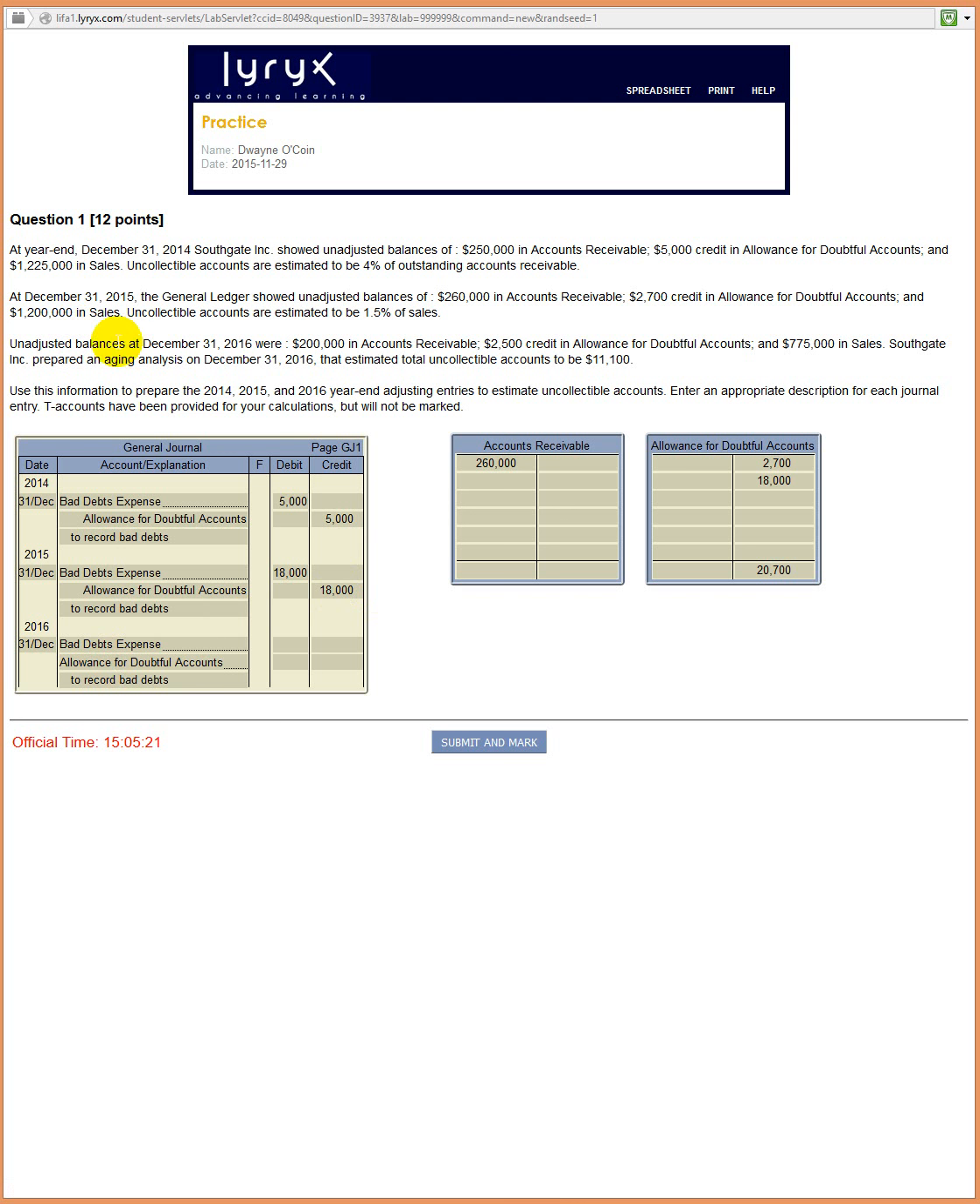Then unadjusted balances at December 31st, 2016 were $200,000 in accounts receivable, and $2,500 credit. Take that out, and take this out. $775,000 in sales. Southgate Inc. prepared an aging analysis on December 31st that estimated total uncollectible accounts to be 11,100. So again, it's a balance sheet approach because we're looking at the allowance for doubtful accounts. The target needs to be 11,100. We have 2,500 in there already, so the amount of our entry will be the 11,100 minus the 2,500 we already have reported. So 8,600 is the amount of our adjustment there.